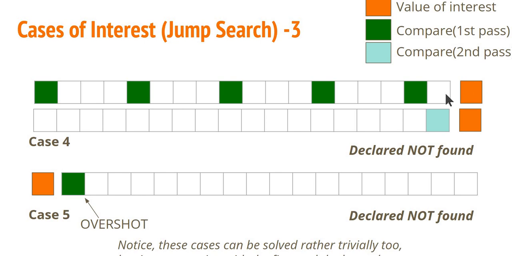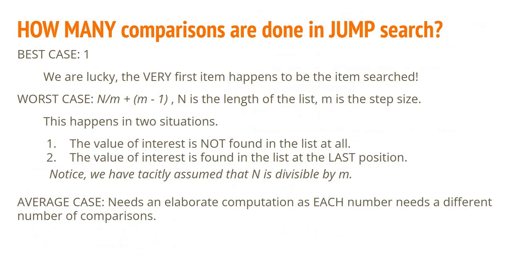Happy to discuss. But I hope you're getting the idea that, look, it's n by m plus m minus 1 in the worst case. This formula is what we'll go with, and we will try to see what is the value of m that minimizes this, and what are the insights that come from this. That's for the next video, but I hope you found this interesting.